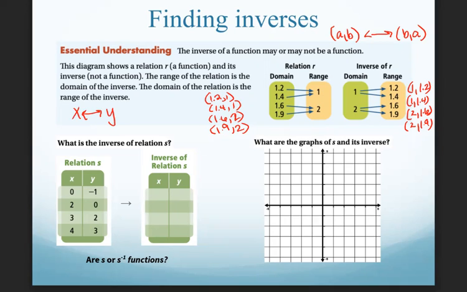So let's go ahead and try this. We want to find the inverse relation of S. S is given to us in an XY table. So to find the inverse, I need to switch the X and Y. My first point is 0, -1. So the inverse of that will be -1, 0. My next point is 2, 0. So the inverse will be 0, 2. The next point is 3, 2. So the inverse will be 2, 3. And our last point is 4, 3. So its inverse will be 3, 4.